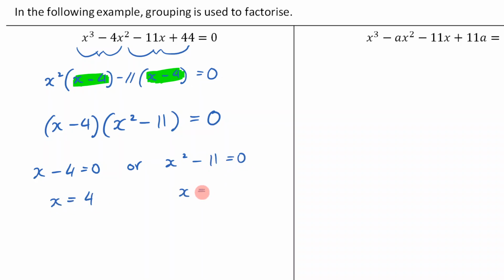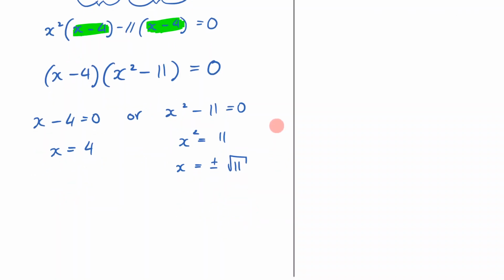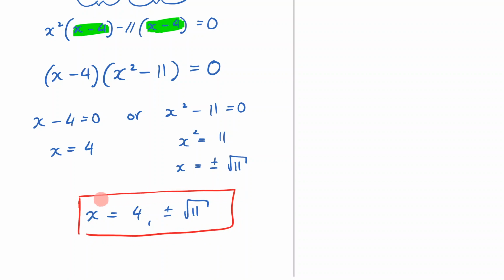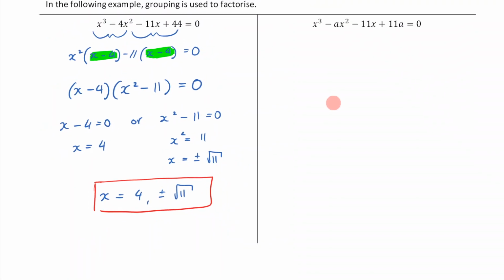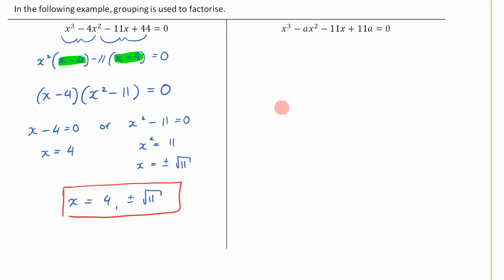Or over here, it would be x squared is equal to 11, which means x is going to equal plus or minus the square root of 11. So my final answer is going to be x is 4 plus or minus the square root of 11. And that's how you would approach this question here. So factorize by grouping is another thing that you want to keep your eye out for. Then we can come over here and go through this one here.